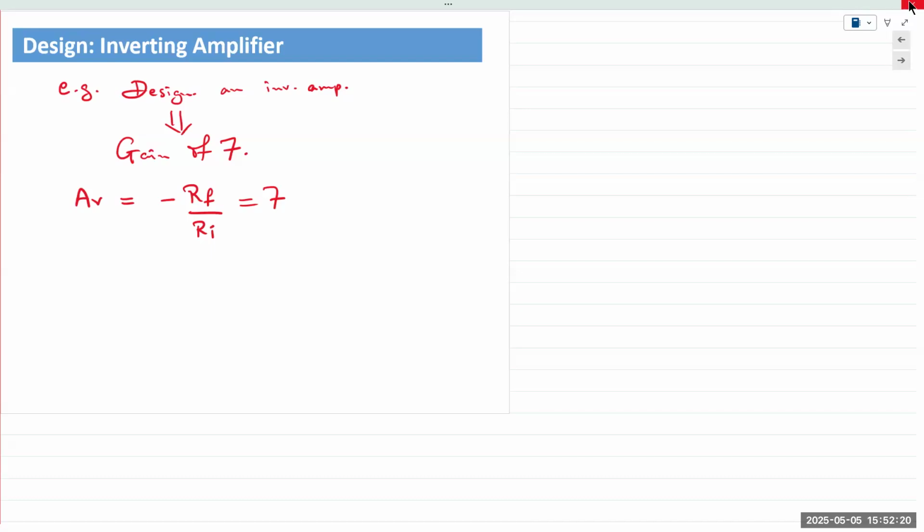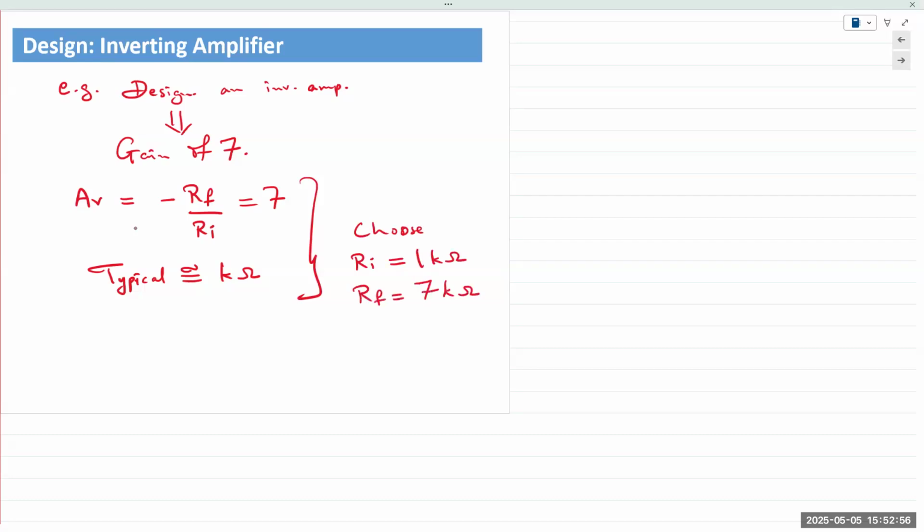Typically, resistor values would be in the kilo ohm range, and that would give us a safe limit on the currents flowing through our circuit. So if I was to design this with these in mind, I would choose Ri as 1 kilo ohm and Rf as 7 kilo ohm, and I can get a gain of 7.